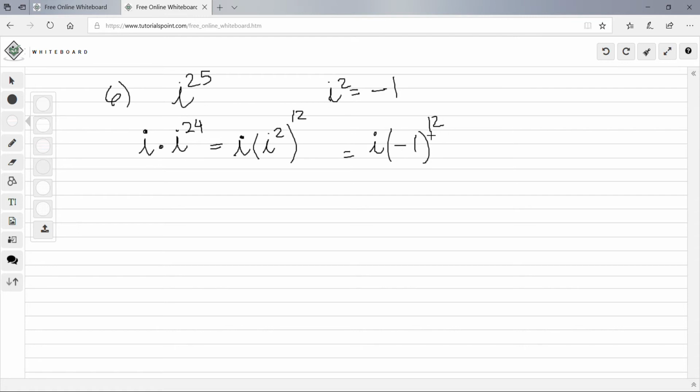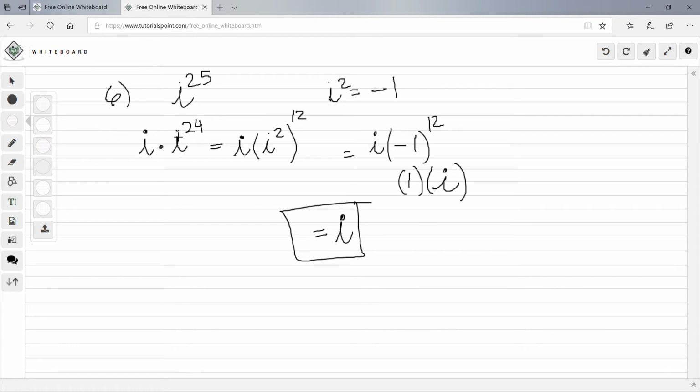Okay, so we know that 12 is an even number, so -1 to the 12th is always going to be positive, right? Because it's even. So -1 to the 12th is just 1. And then you times it by i. So what do you think your final answer is going to be? Your final answer is going to be just regular i.